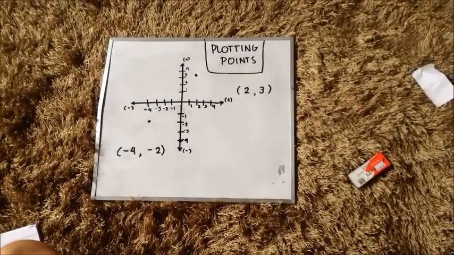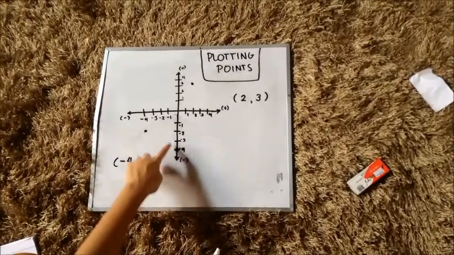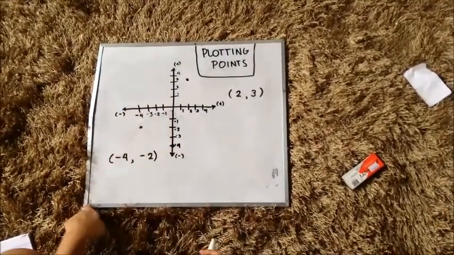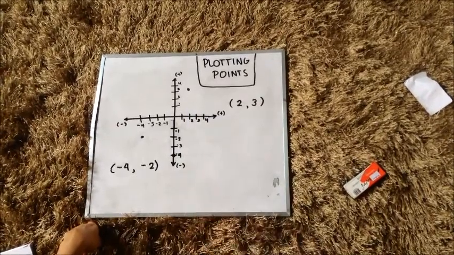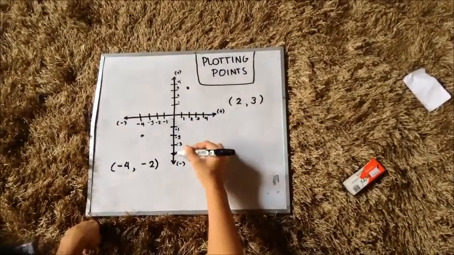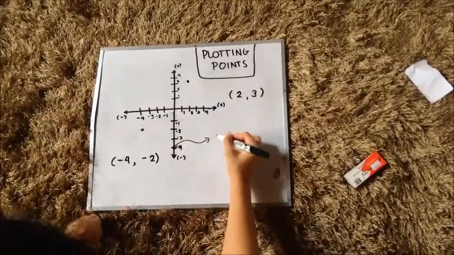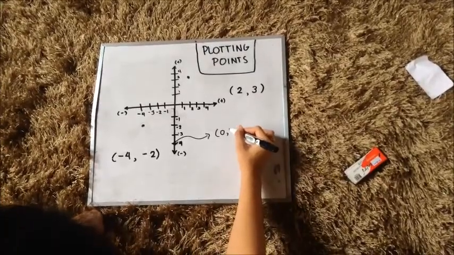Looking at this point, we can see that it doesn't belong to any quadrant, but it belongs on the negative y-axis. This ordered pair is written as 0 for x and negative 4 as y.